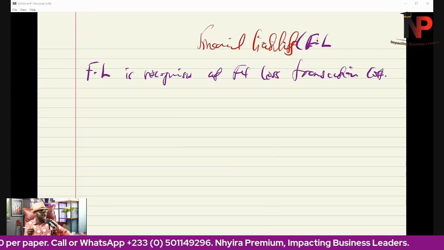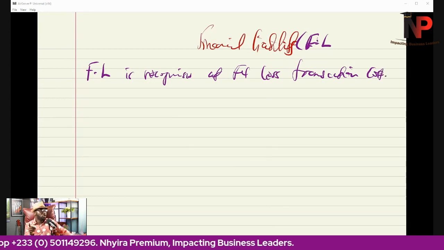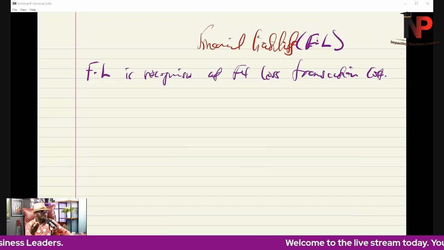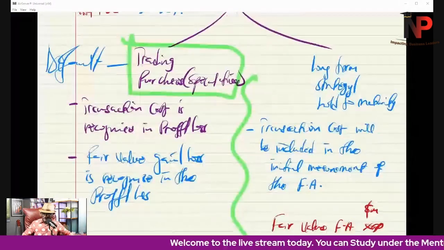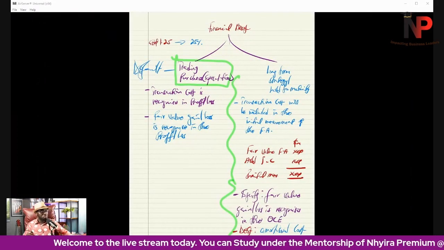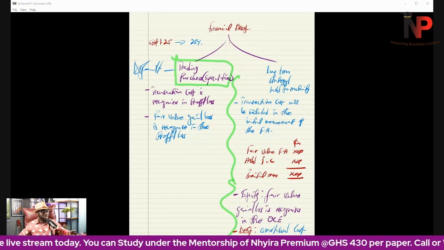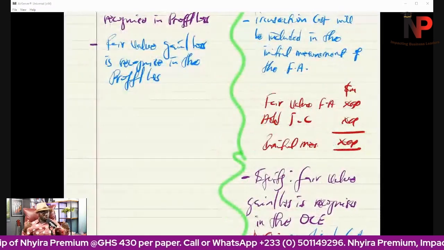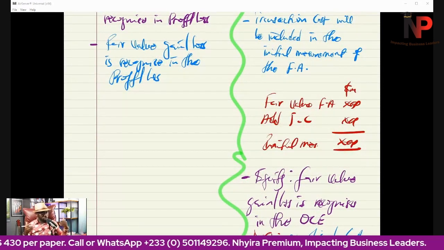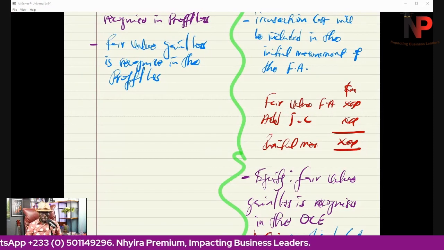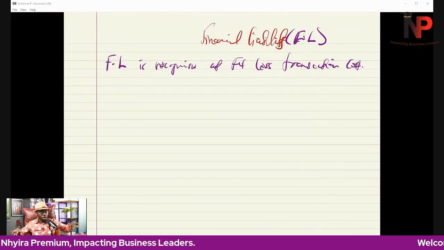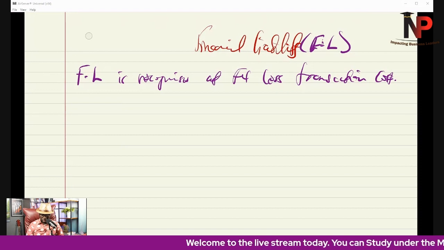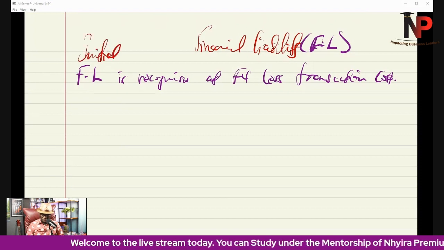So if somebody asks, Nhyira, the transaction cost, when do we less it? When do we add it? If you ask that question, it means you've not opened your brain up to understand financial instruments. If it is a financial asset, meaning the company bought it, and they are holding on as part of a long-term strategy, they want to hold to maturity, then the transaction cost will be added in arriving at the initial amount at which the financial asset should be carried. But if it is a liability, always the transaction cost is going to be less. And that is the initial measurement.